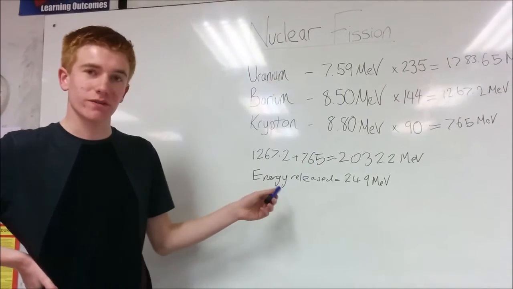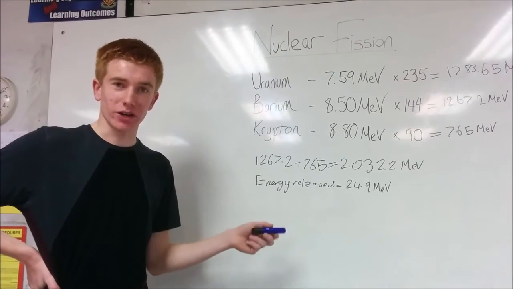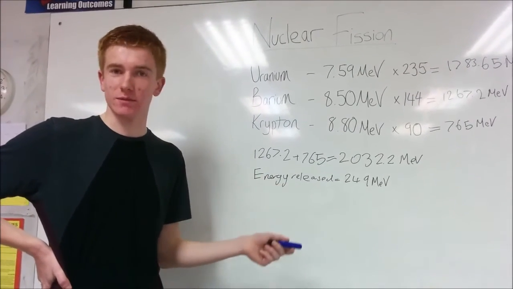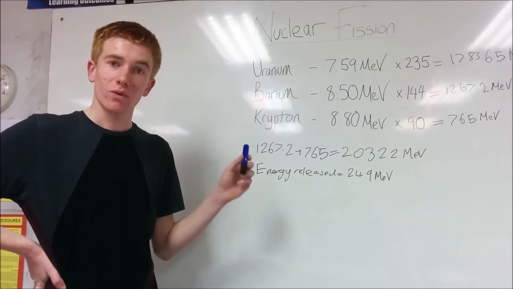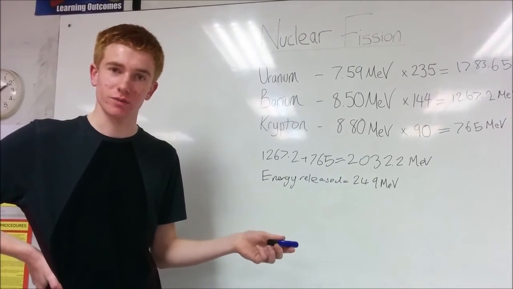The total binding energy values mean that nuclear fission produces a large amount of energy. 1 kilogram of uranium-235 produces 8 times 10 to the 13 joules of energy, which is 1,000,000 times more than 1 kilogram of oil or coal produces.